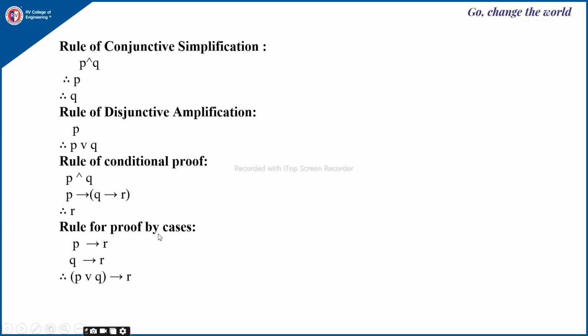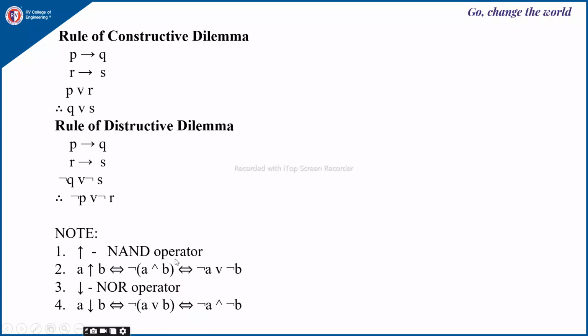Next is the rule for proof by cases. Here P implies R and Q also implies R. Therefore we can say that P or Q will definitely imply R. This is called proof by cases. Next is the rule of constructive dilemma. Here P implies Q is true, R implies S is true, and P or R is true. Therefore, Q or S will also be true.